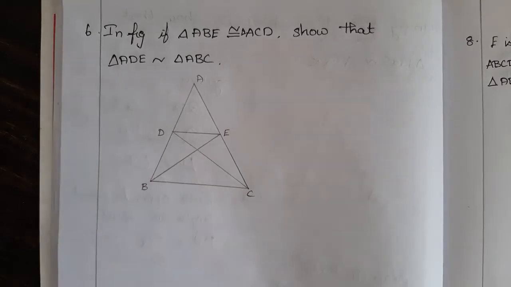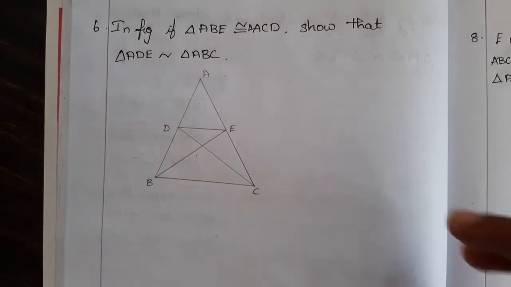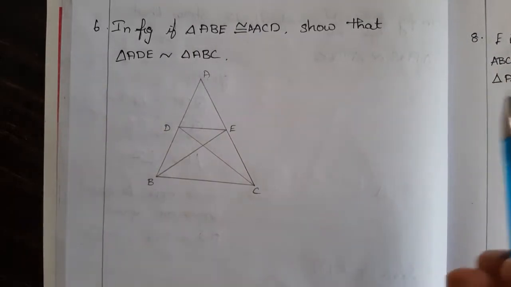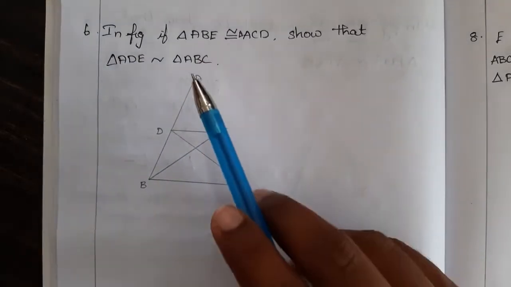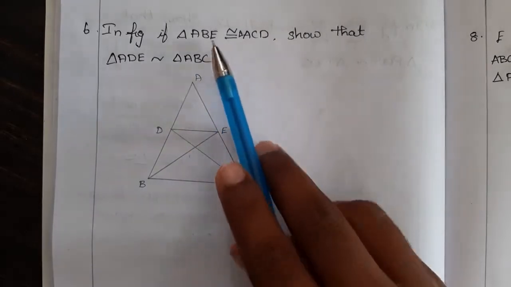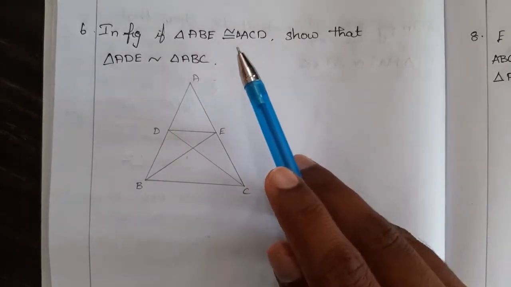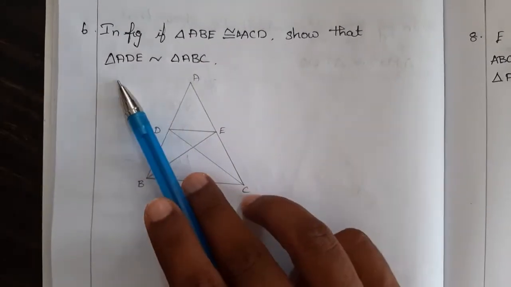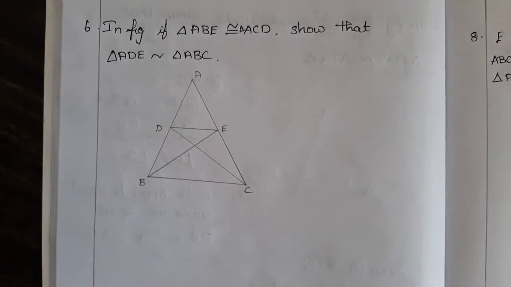Hi students, today we continue with the problem solving based on criteria for similarity of triangles. Here we go for the problem. In the figure given, if triangle ABE is congruent to triangle ACD, (congruence means all the angles and all the sides are equal), show that triangle ADE is similar to triangle ABC.